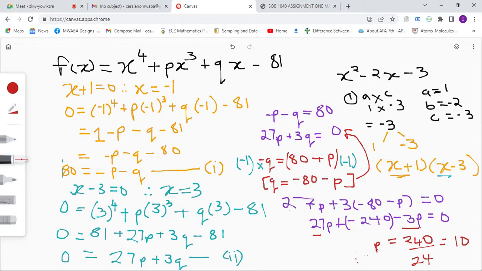Let me just recheck. Everything looks correct here. Yes, we're good. So P equals 10. Any questions or queries?